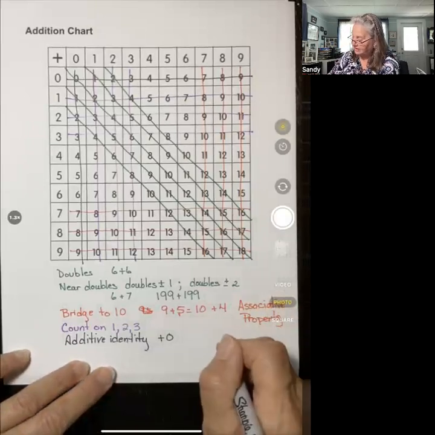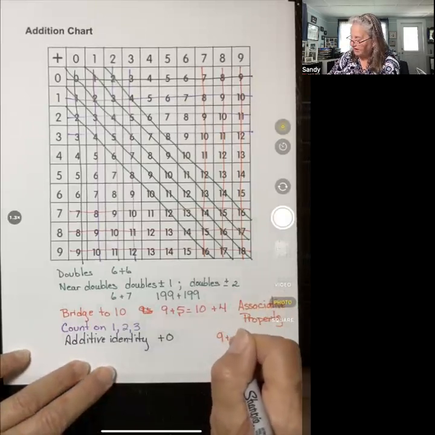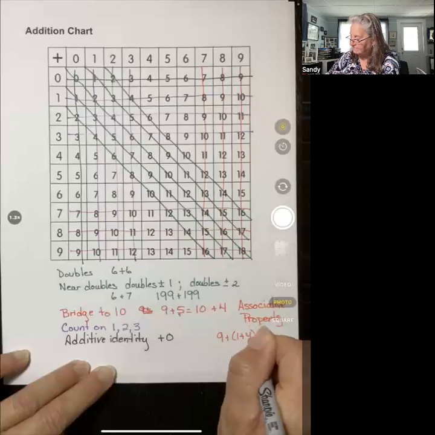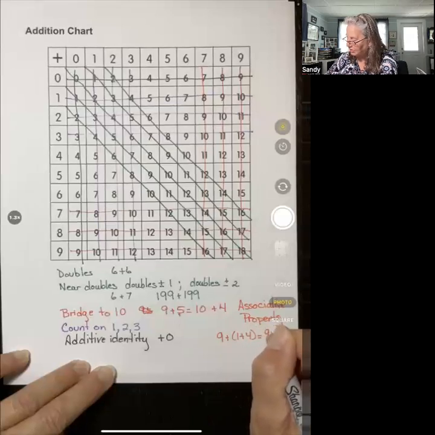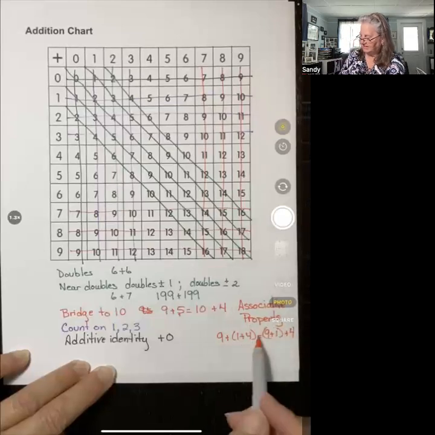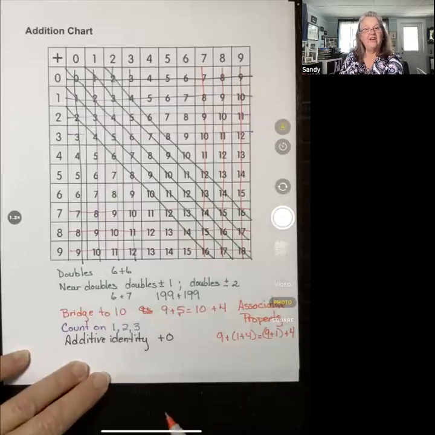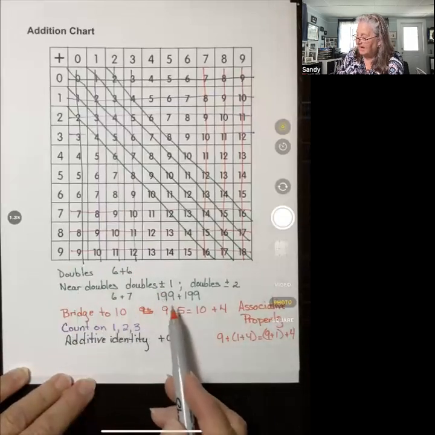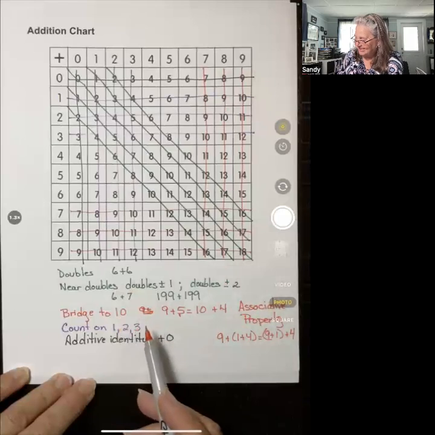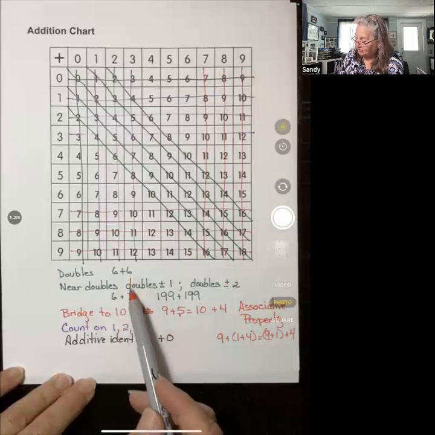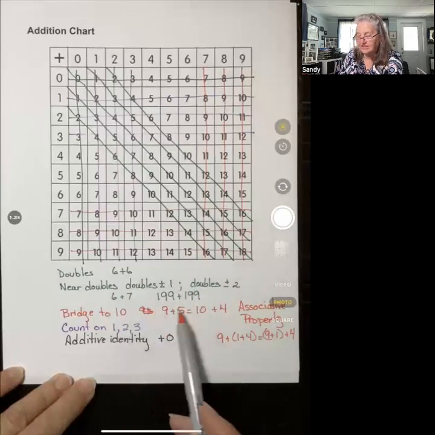So for this one, we think of that 5 as 1 and 4. Instead of associating the 1 with the 4, we associate it with the 9, same as 10 and 4. And that works with any of the numbers. When I get to doubling and near doubles, see, that can be used for these. It can be used for this.